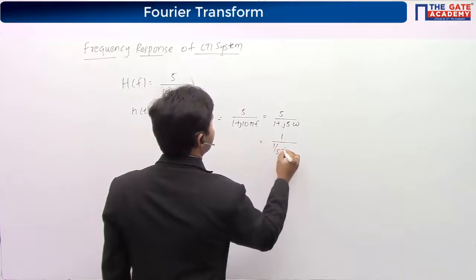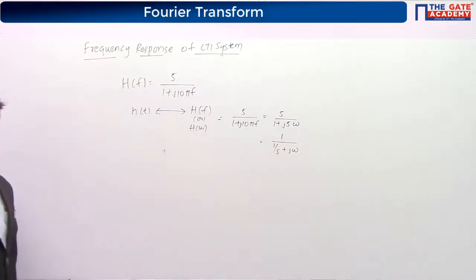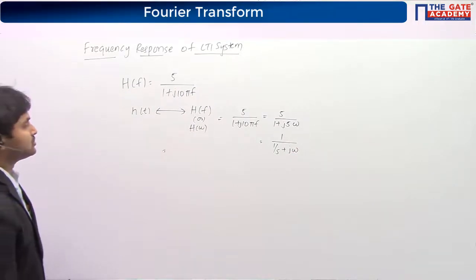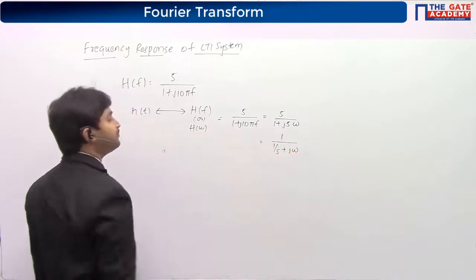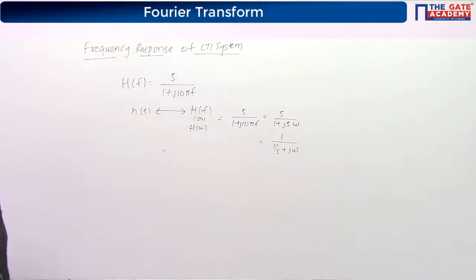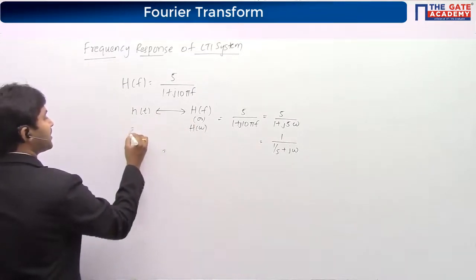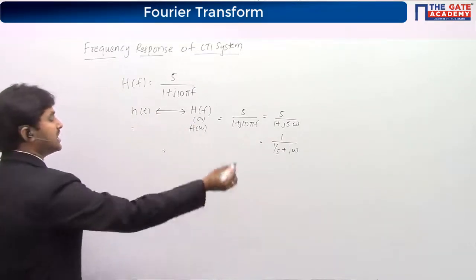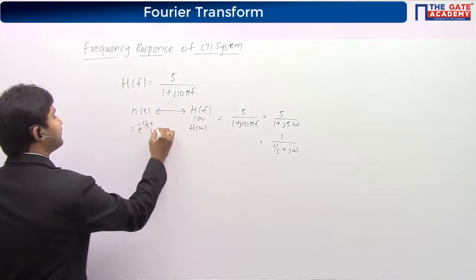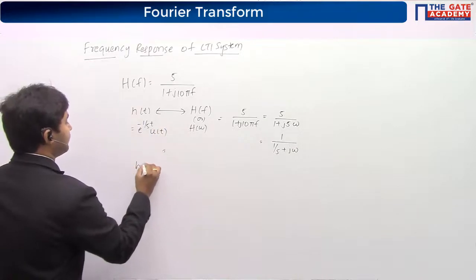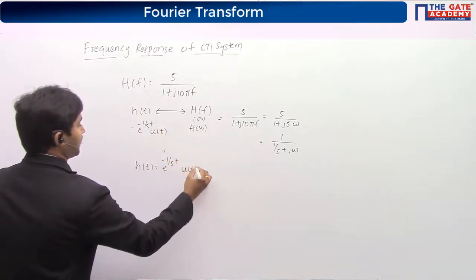H of omega is given as 1 by 5 plus j omega, that is, H of omega is given as 1 by a plus j omega. Then what is h of t going to be? It's a standard function. According to the standard function, it is going to be e power minus 1 by 5t u of t. So h of t is equal to e power minus 1 by 5t u of t.